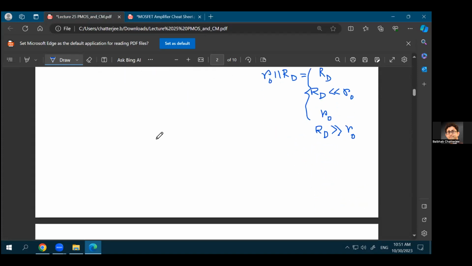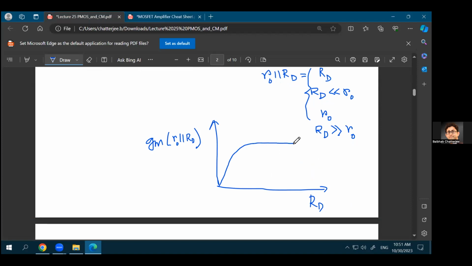So if you're plotting your GM times RO in parallel with RD in the y-axis, and if you're plotting, let's say, the value of RD in the x-axis, then you'll see that for small values of RD, your gain of the transistor will be GM times RD. And for very large values of the resistance RD, your gain of the transistor will be GM times RO. Right? So this saturation represents GM times RO for the gain of the transistor.